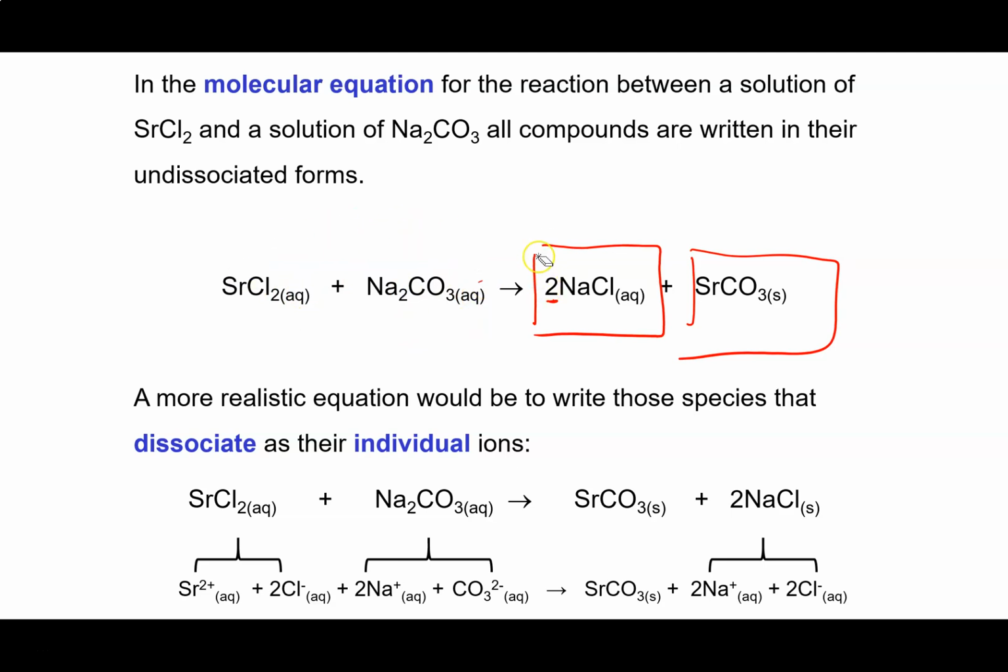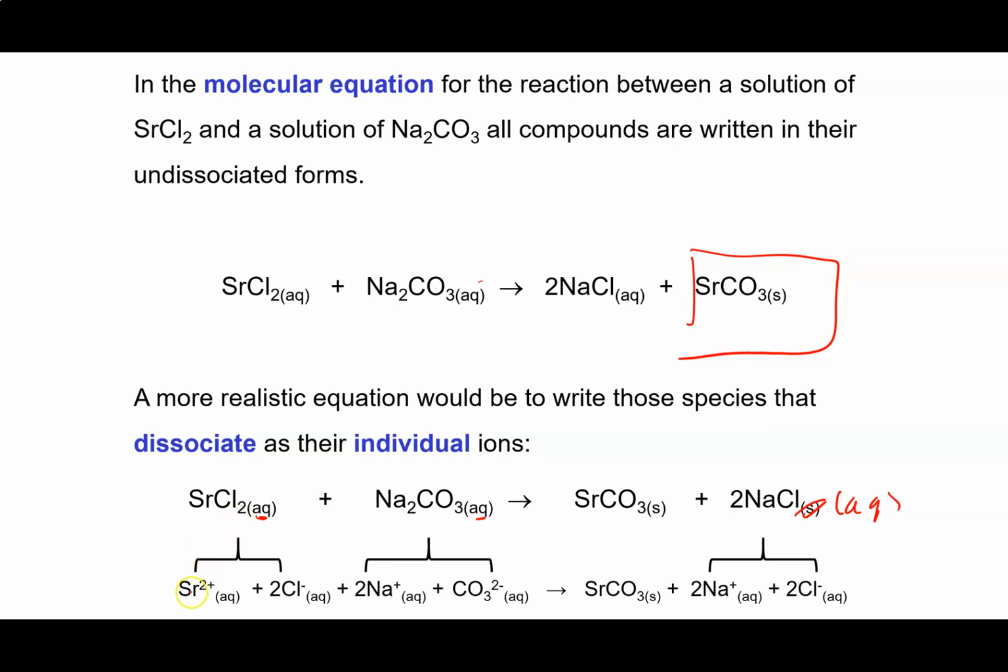Now this is a semi-realistic explanation of the situation, because we know that we don't actually have aqueous strontium chloride molecules or aqueous sodium carbonate molecules or aqueous sodium chloride molecules. What we have instead is that those ionic compounds are present as their individual component ions. That is, those compounds dissociate into their individual ions because these are aqueous solutions. That should be AQ. Okay, so a more realistic situation would be to dissociate everything into the individual ions.